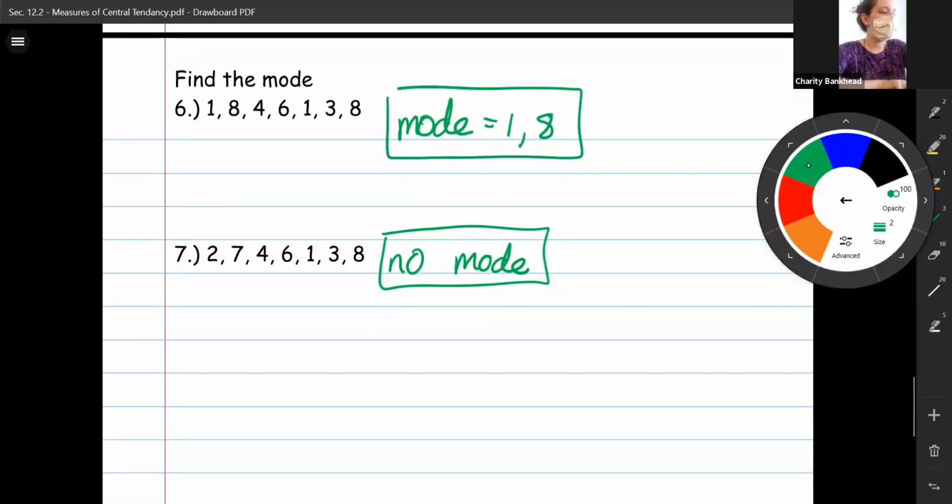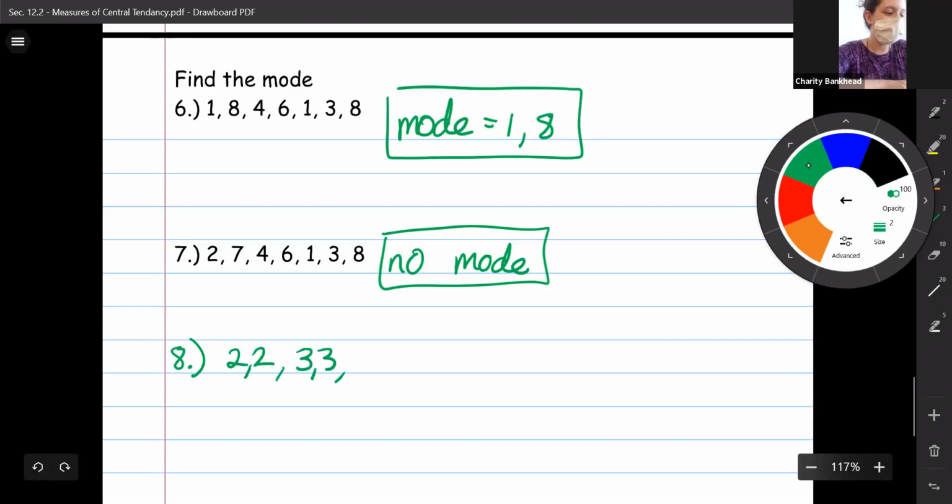Let me give you a couple more examples about mode. Let's say we have 2, 2, 3, 3, 5, 5, 5. So in that case, what would be the mode?